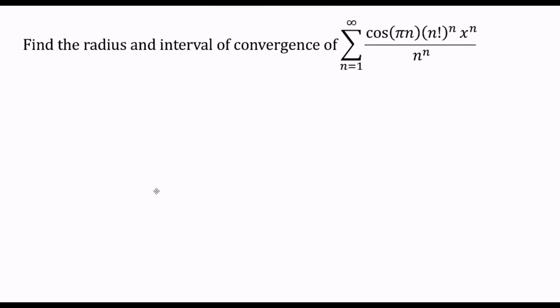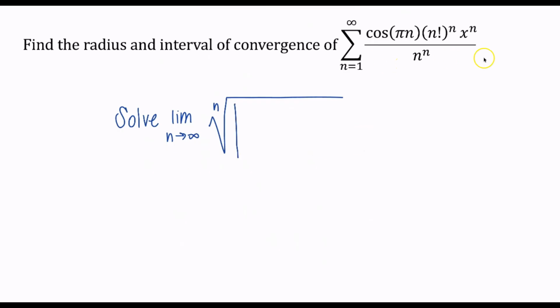Let's go ahead and set up our root test. So we're going to go ahead and solve the limit as n approaches infinity of the nth root of the absolute value of this term. So we're going to have cosine of pi n, n factorial to the n, x to the n, all over n to the n.